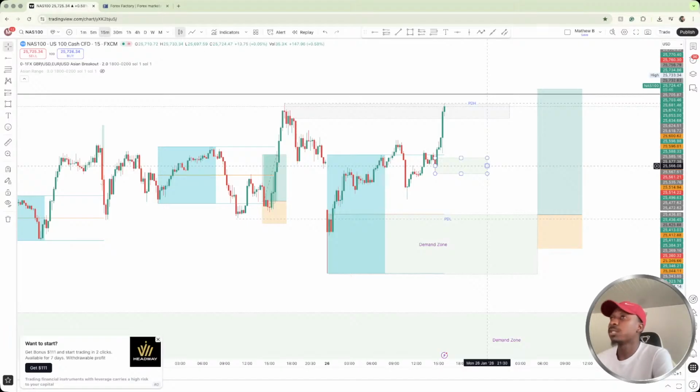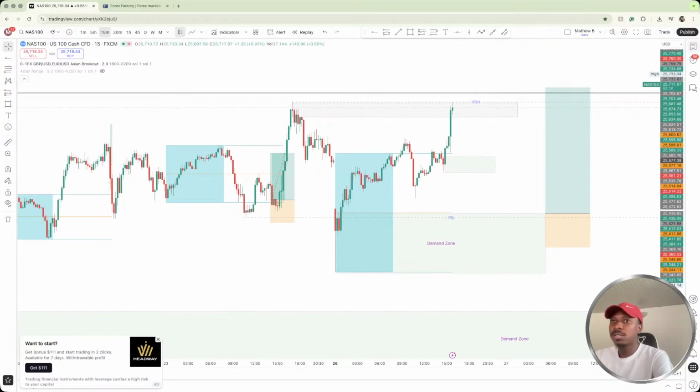NASDAQ is going to potentially pull back a little bit into the regions where we are buying from. So we're going to be getting a pullback later on because after a new high is created, obviously the next thing is that there has to be a pullback into the nearby, let's say, demand zones or support zone, and then we can get continuation and follow-up buying.